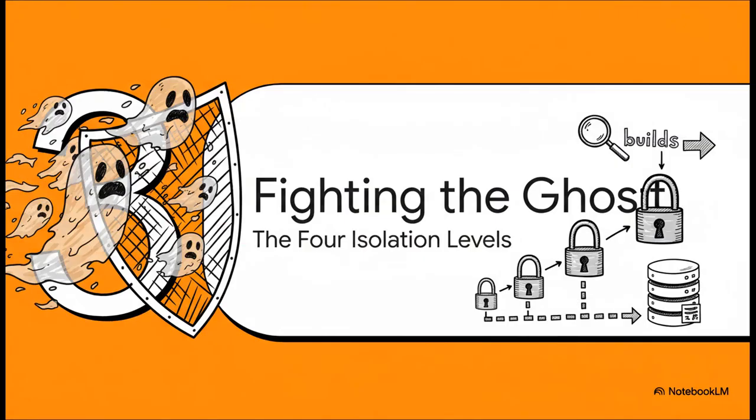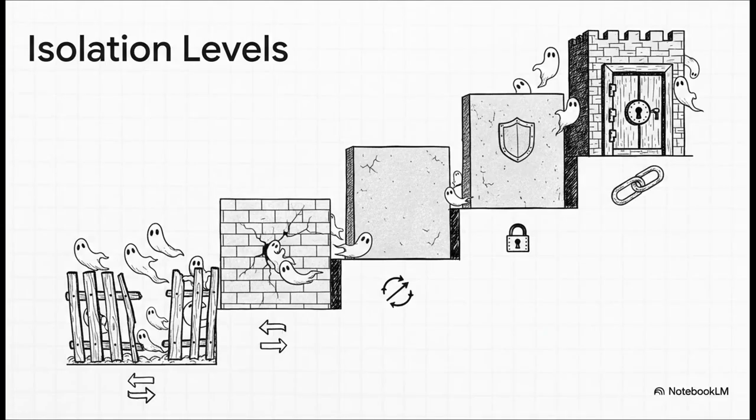So, how in the world do we fight these ghosts? This is where we get to fight back. Databases give us the power to choose our level of safety, or what's called isolation. We can literally tell the database which ghosts we're okay with and which ones we want to banish completely. And there are 4 standard levels, kind of like security settings. You've got read uncommitted, which is basically the Wild West. All the ghosts are allowed.